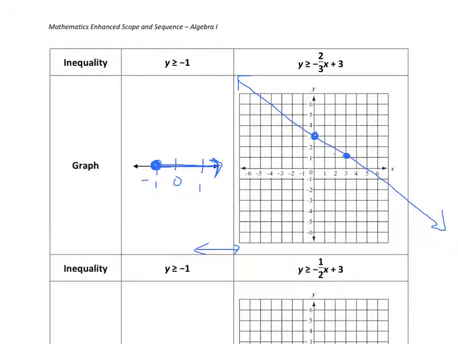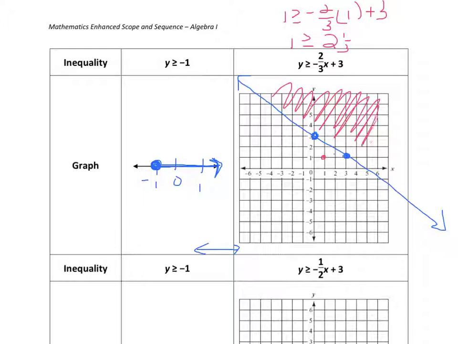And now I want to know, well, which side says that y is greater than or equal to? Okay, so choosing a point here, I'll choose 1, 1, and I'm going to fill in 1 in my equation. So 1 is greater than or equal to negative 2/3 times 1 plus 3. Okay, so now here I get y is greater than or equal to negative 2/3 plus 3, which would give me 2 1/3. So this is not true, so I'm shading in the opposite side. So all of these values over here that I'm shading in hold true for this equation. Any point on this side would be true.